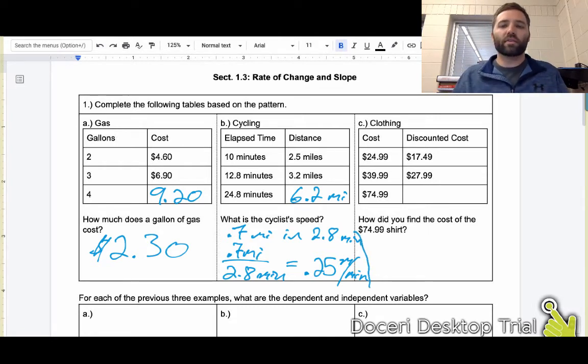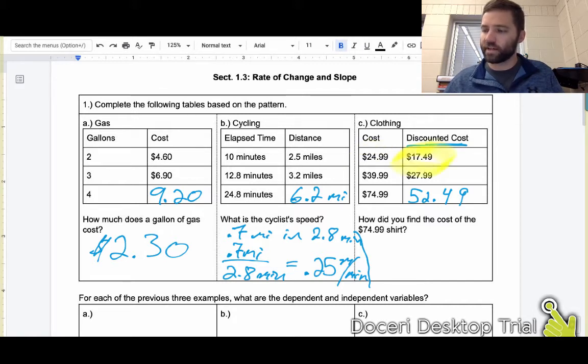All right, clothing. The cost of the clothing on the left and the discounted price on the right. The question is how much does that $74 shirt cost? Well, if you apply the same discount that you had here, you find that it's 52.49. So what I did to figure that out, there's actually several ways you can figure it out, but since it's a discount, I just took the discounted cost and divided it by this price, and that told me how much each shirt would cost.